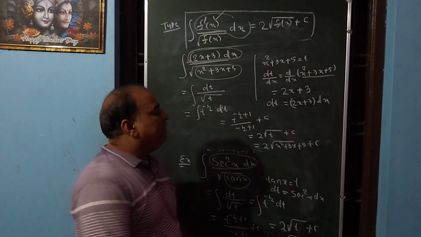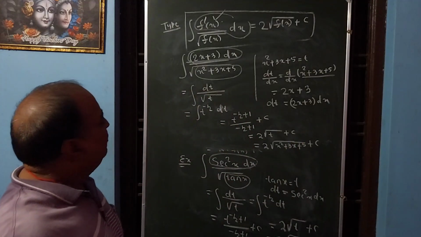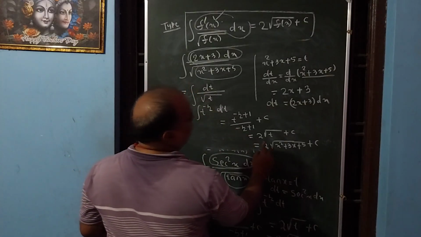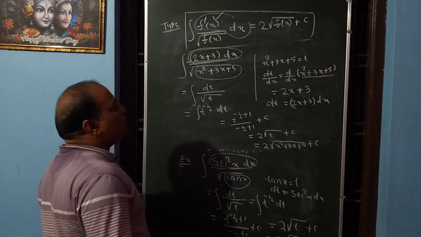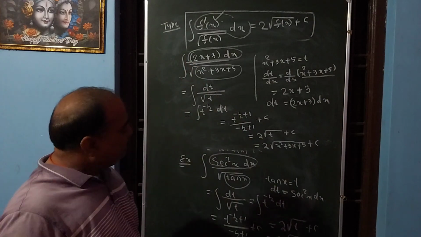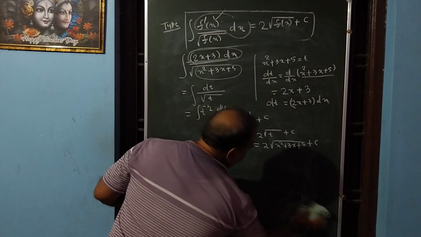Directly also you have to retain. If the question will be 1 mark, then it will be directly written 2 root over of fx. If the question is 2 marks, then you have to do according to this. Now we have to get another type.